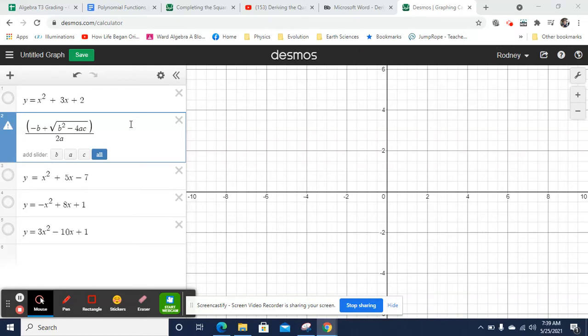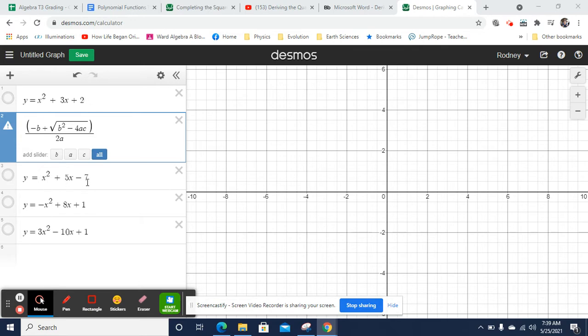I'm going to do a quick video on how to use the quadratic formula. So here I've got four quadratic equations. I've got y equals x squared plus 3x plus 2, which is factorable, and I would solve it that way, but I'm going to show you how it will work.